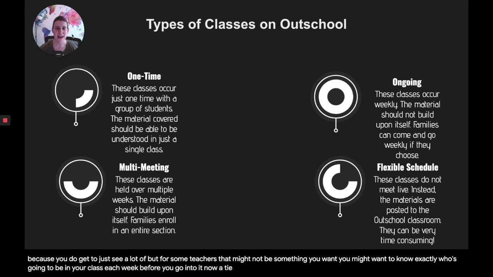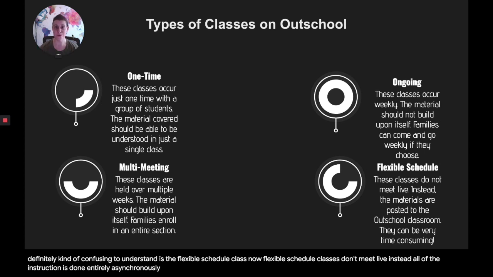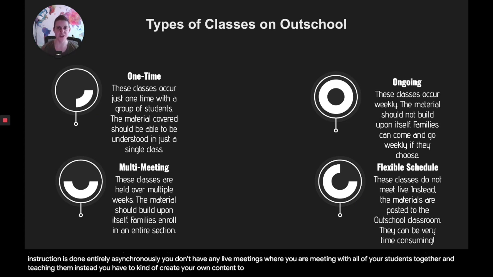Now, a type of class that is very beloved to me, I suppose I should say, but one that is definitely kind of confusing to understand, is the flexible schedule class. Flexible schedule classes don't meet live. Instead, all of the instruction is done entirely asynchronously. You don't have any live meetings where you are meeting with all of your students together and teaching them. Instead, you have to create your own content to teach. So, for example, for my flex schedule classes, I film several small video lectures.